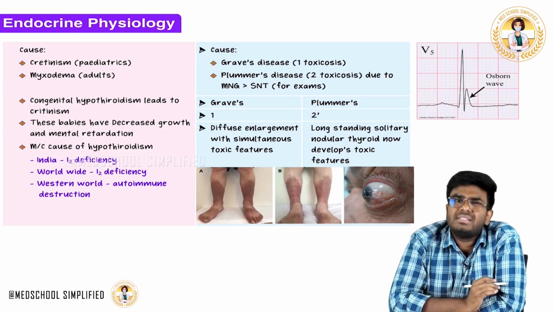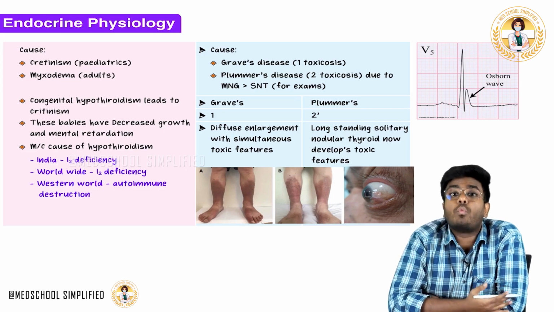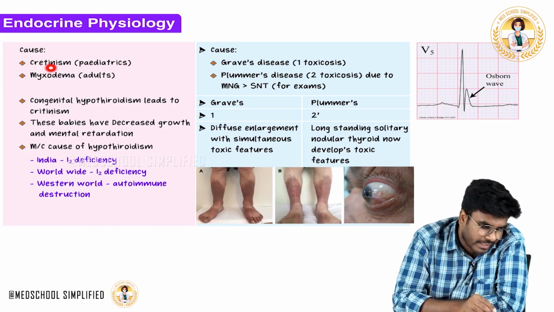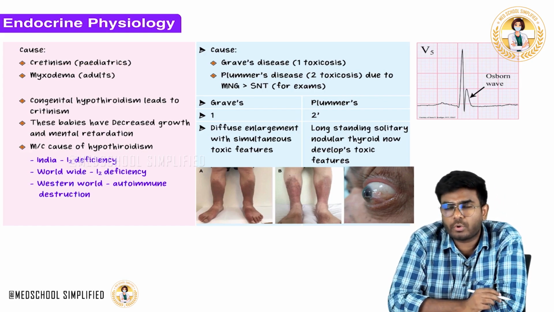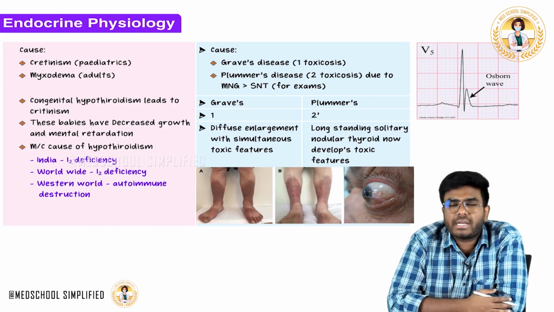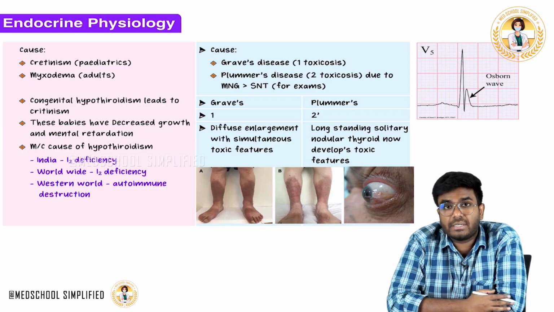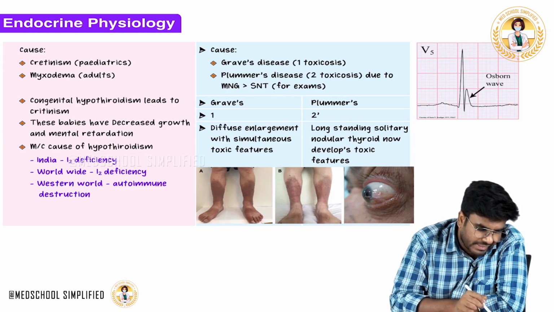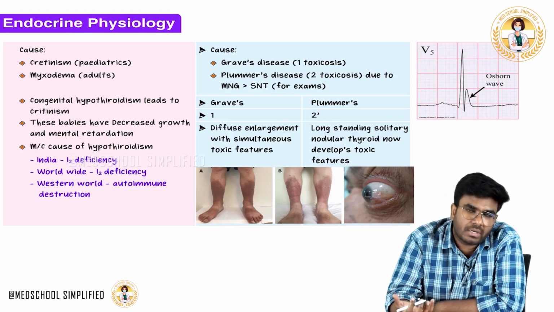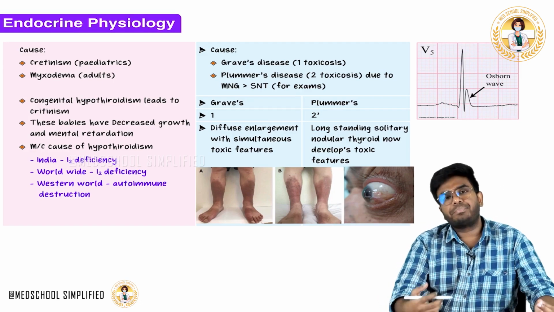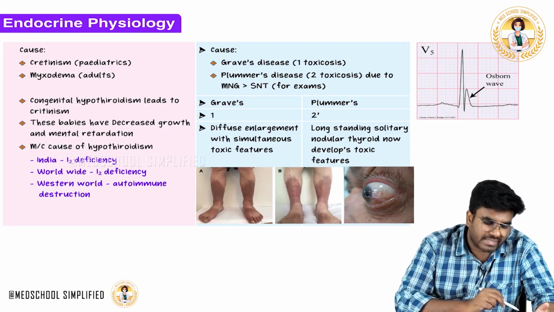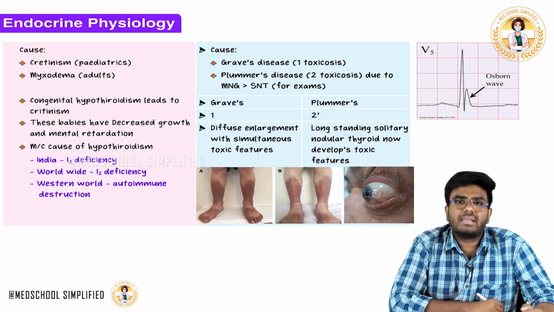Now, this hypothyroidism, it will cause what? In children, it will cause cretinism. We have discussed. In the pediatric age group, it will cause cretinism, where the babies have mental retardation as well as stunted growth. Cretinism is a condition, see, congenital hypothyroidism leads to cretinism. These babies have decreased bone growth as well as mental retardation. Now in adults it is going to cause myxedema. So what exactly is this myxedema?